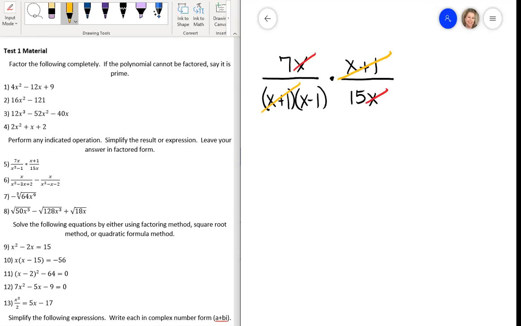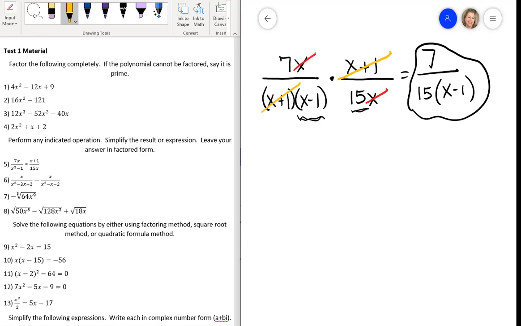7 doesn't go into 15, so the only thing I'm left with on the top is a 7, and then on the bottom I'm left with this x minus 1 and a 15, and algebraically it should go 15 first and x minus 1 second. So that was number 5.